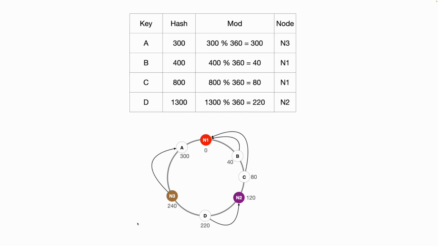Now how did we calculate the hash? To calculate the hash and the mod, for hashing we are using the same hashing function, and for the mod we are using 360 as the denominator. We can take any denominator here; it depends on your hash size. After calculating the mod, data key A's mod is equal to 300. That means data key A will be served by n3, B and C will be served by n1, and D will be served by n2.